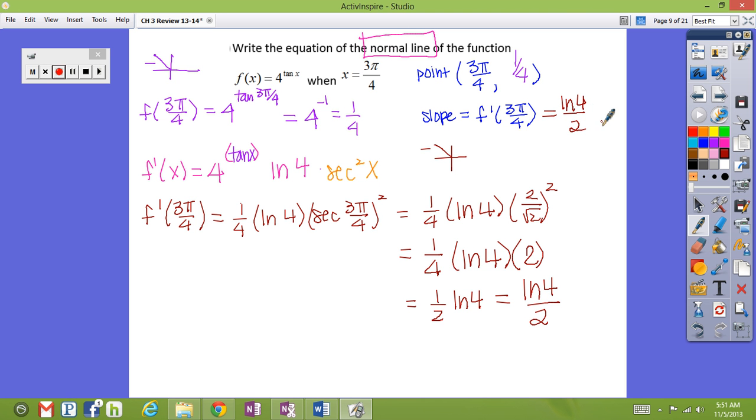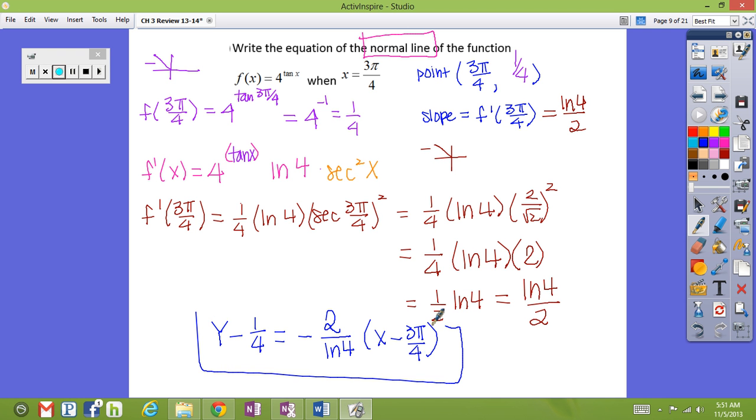I have everything I need, so now I can write my equation of the normal line. Y minus 1/4 is equal to the opposite reciprocal of the slope times x minus 3 pi over 4. Okay? There's your answer.